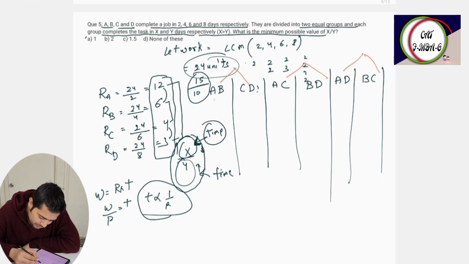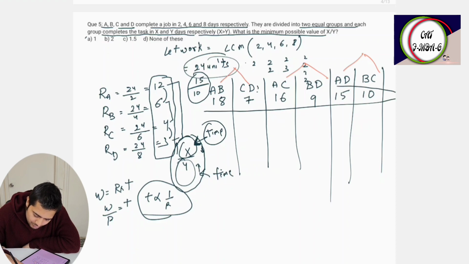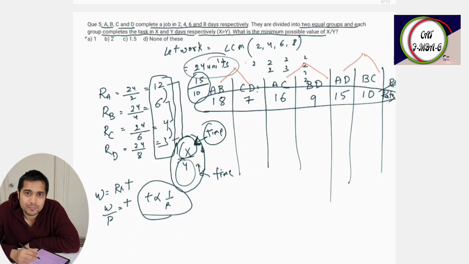So A and B together 18, C and D together 7, A and C together 16, B and D together 9, A and D together 15, B and C together 10. What are these? These are actually rates. What is needed is time, and time is inversely proportional.